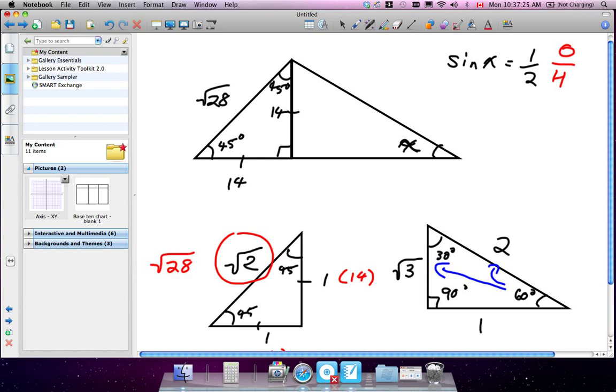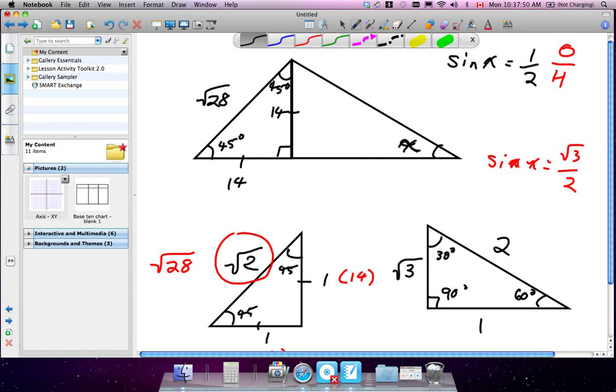So really that would be set up to look like sine x. Our opposite is root 3 over 2. Well, then I know that this can't be 60 degrees. Because if this was 60 degrees down here, that's what it would look like. It'd say root 3 over 2. So we know that it can't be 60 degrees.